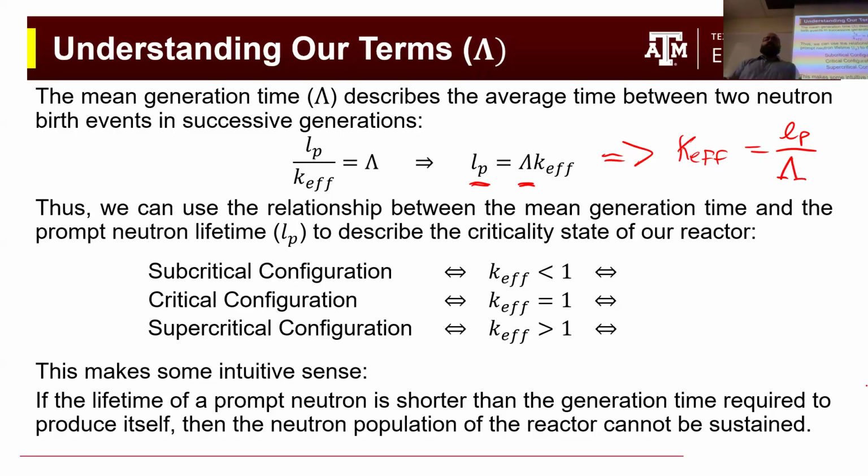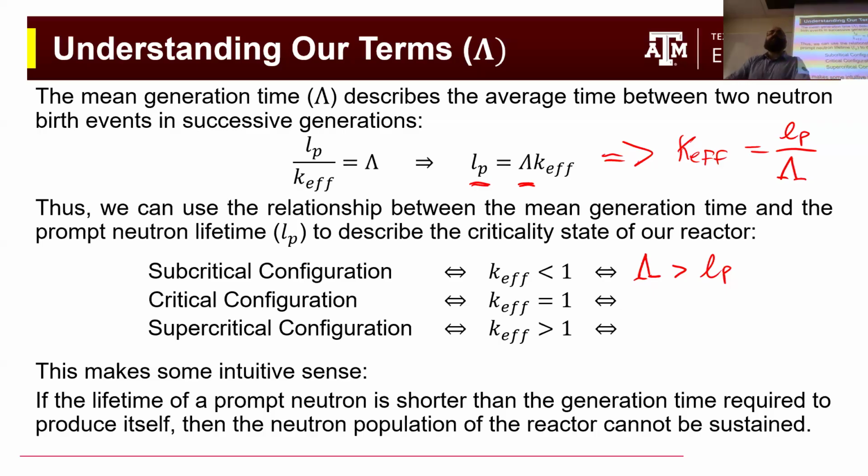So if we have a subcritical configuration, if K effective is less than one, which one of these is bigger? Is the prompt neutron lifetime bigger or is the mean generation time bigger if we have a subcritical system? Yeah, the mean generation time is going to be bigger, right? In this configuration, the mean generation time is bigger than the prompt neutron lifetime, because K is less than one, and that means the denominator is bigger than the numerator.